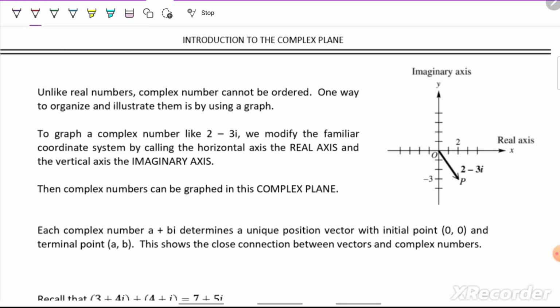So looking at our illustration to the right, I've graphed the number 2 minus 3i. We do it just like a normal ordered pair. We're going to go 2 in the real direction and then negative 3 in the imaginary direction. We get this endpoint and we draw in our complex number. Each complex number, a plus bi, determines a unique position vector with initial point of the origin and a terminal point (a, b). This shows the close connection between vectors and complex numbers.